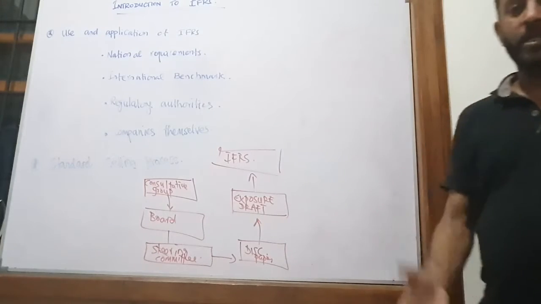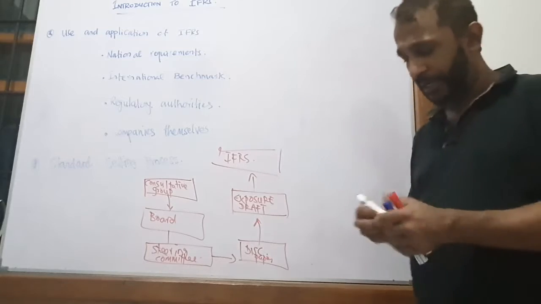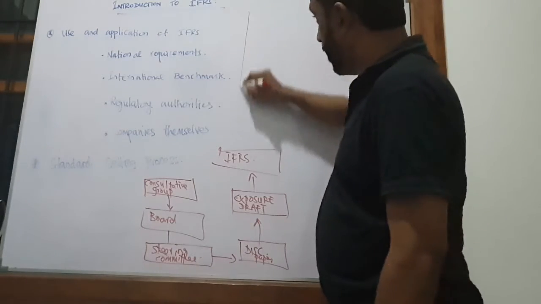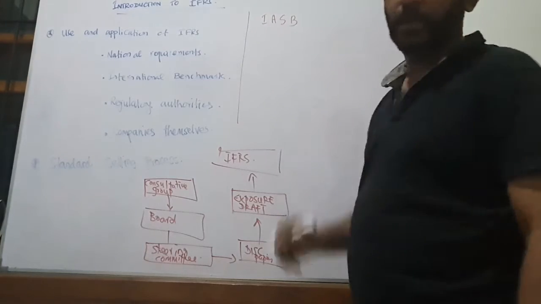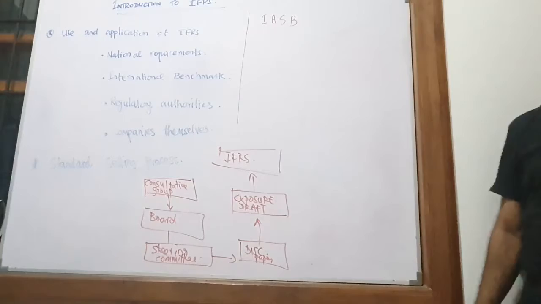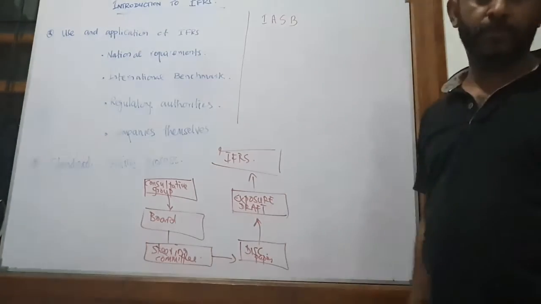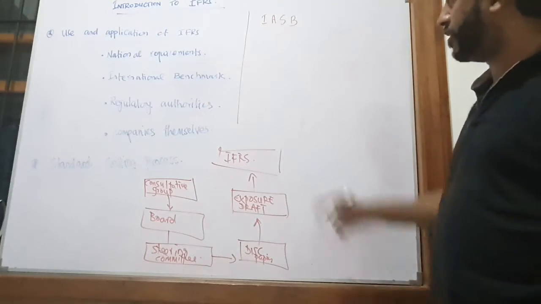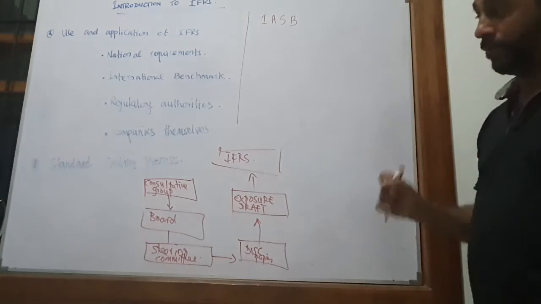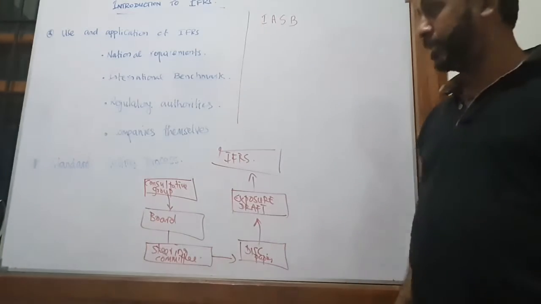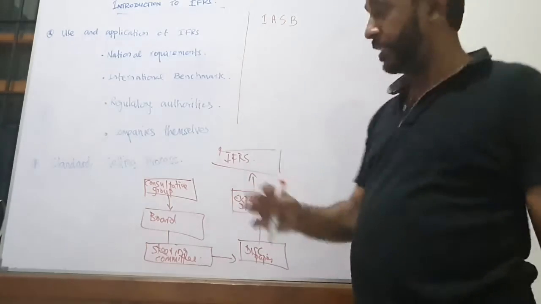So how are these standards being set? Well, the one thing you need to understand is that IFRS is developed by a body known as the IASB, which is the International Accounting Standards Board, and that board alone develops International Financial Reporting Standards. What is the process behind developing IFRS? It is this.